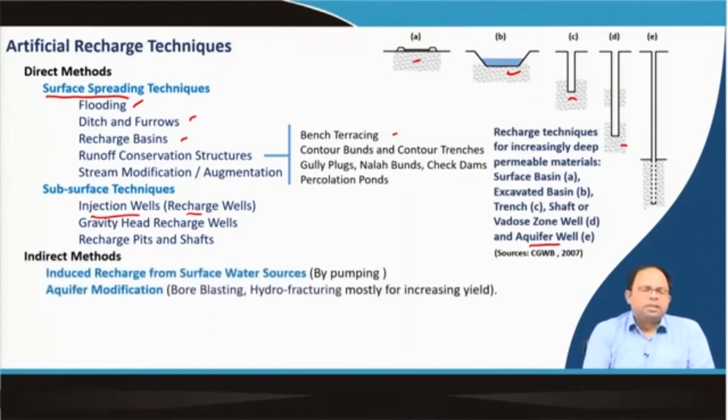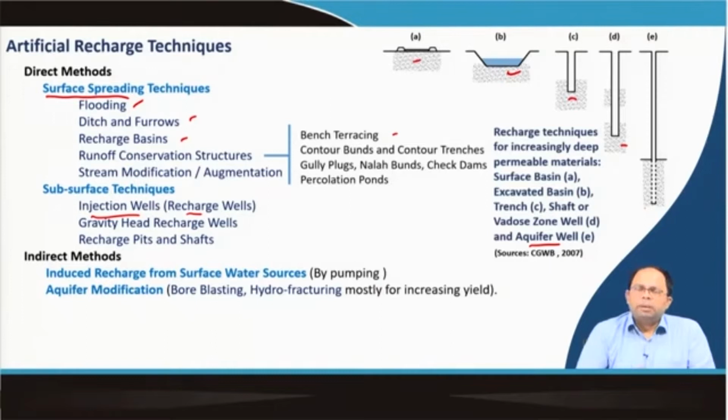Then there are indirect methods. So, these are the direct methods, and then there are indirect methods. Direct methods actually increase the groundwater at a particular location. Indirect methods actually don't put water in that location, but draw water from other locations. That is how it is done. Like it is done through induced recharge from surface water sources by pumping.